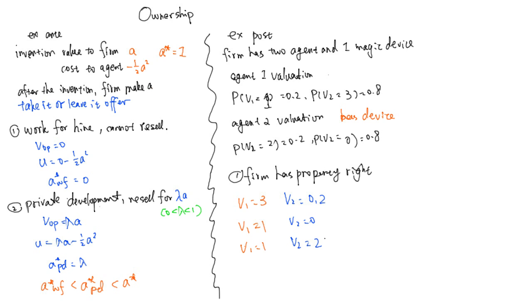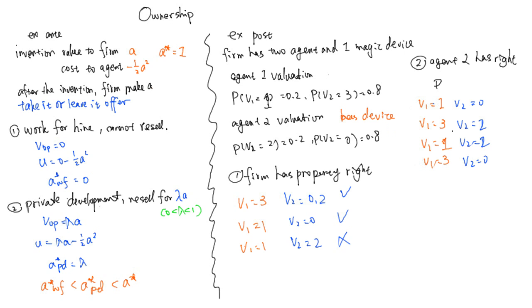Which is quite efficient. Now let's look at the second part where agent two actually has the property rights. So now when agent two has the property rights, the firm can only broker a deal when both sides agree on a price, and it is transferred between agent one and agent two. So now we are going to go through some lengthy discussion, to try to prove that no price will do the trick. Or should I say, no fixed price will do the trick.